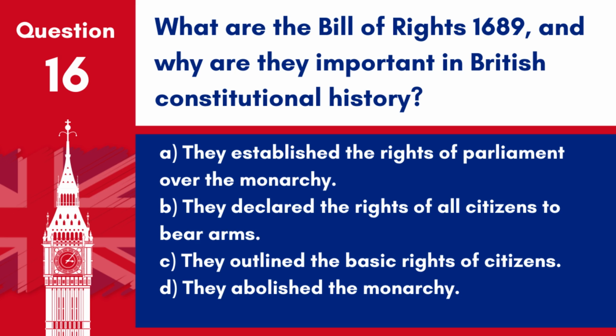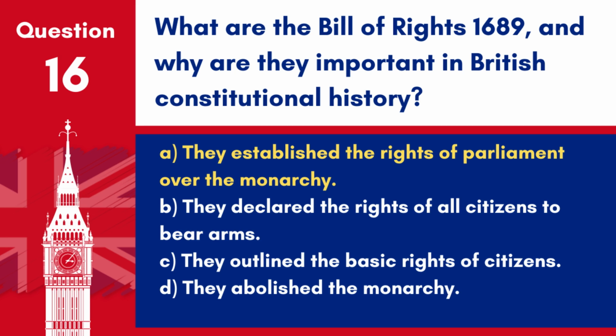A. They established the rights of Parliament over the monarchy. B. They declared the rights of all citizens to bear arms. C. They outlined the basic rights of citizens. D. They abolished the monarchy.